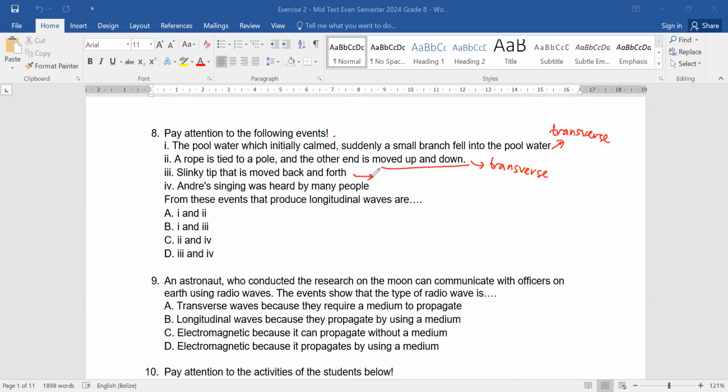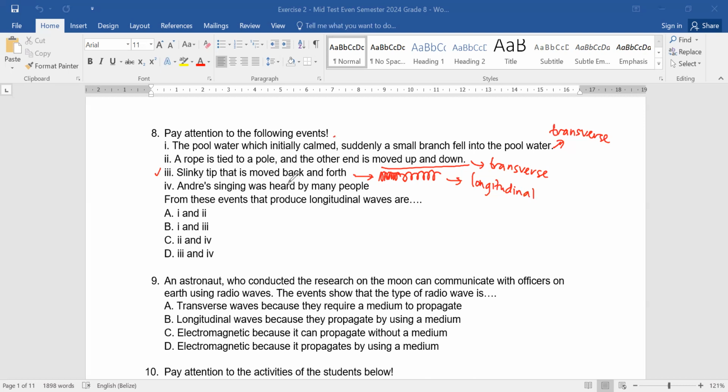If you move the slinky back and forth, some parts of the slinky will make a compression, which is very neat and very close to each other. Then some parts of the slinky will make a rarefaction, which is quite sparse from one to another. And this is the longitudinal wave. Okay, so this is included as the correct answer.